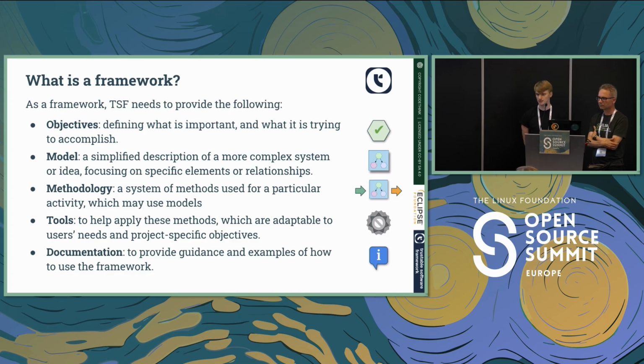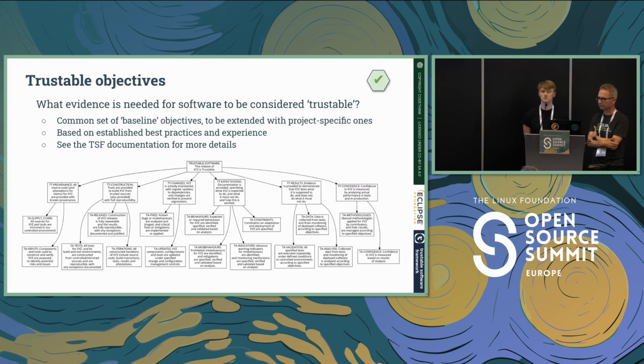Some in this conference have said design of a system is difficult to see from the code itself, so you need a model to describe the design. But the model itself cannot do anything for you if you don't know how to effectively use it, so there's a methodology, a system of methods used for a particular activity. Then there are tools, of course, that assist you, and documentation to tell you what's going on or how to improve. Let's start from the objectives.